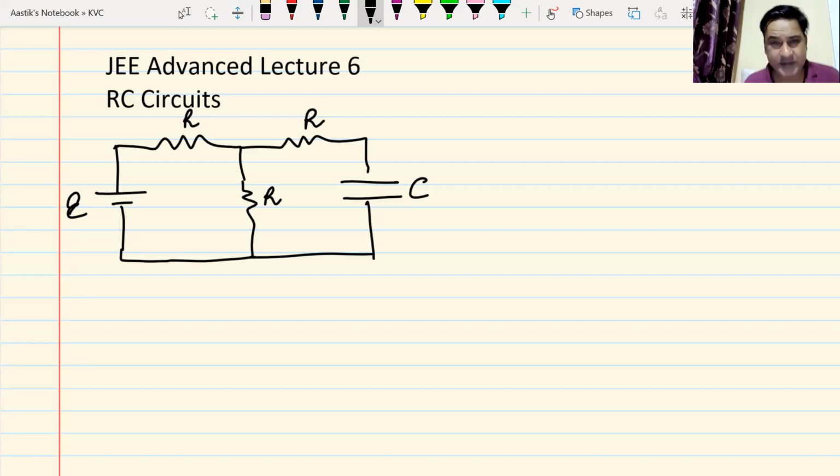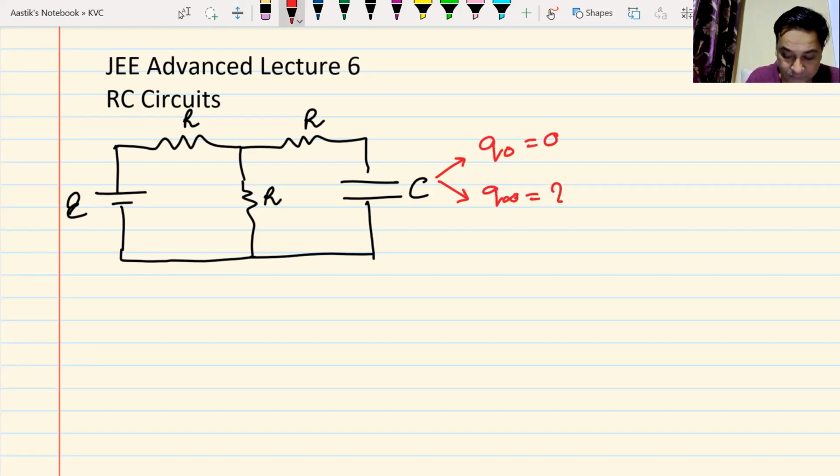This is how the question would be asked. But the meaning of that question is, what is the charge on the capacitor at infinity? At 0, the charge is 0. I hope you understand this. It is uncharged. Yes or no? Yes, sir. Then I want you to tell me what will be Q infinity equal to. And I'll give you 2 minutes to do this. Have you done this question before? Doesn't matter. We'll do it now.